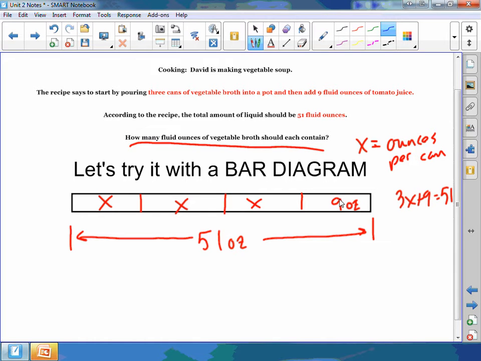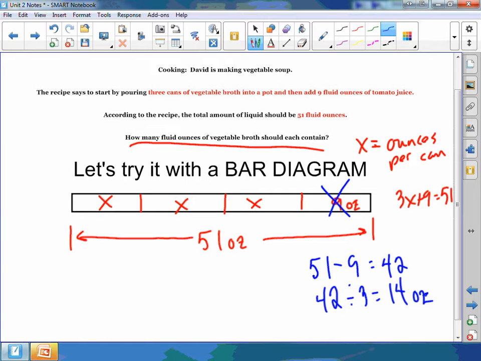So the whole recipe is 51. You're saying take away the tomato juice from that? All right, so if I took away this 9, 42. Good. So 42 divided by 3. Do you get a value? 14. So 14 ounces. Okay. Good. I like it. Yeah, it is 14 ounces.